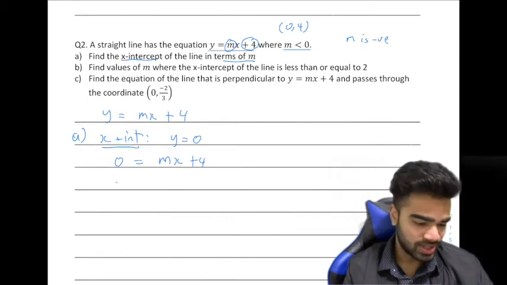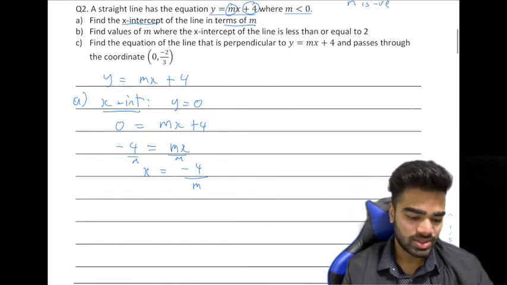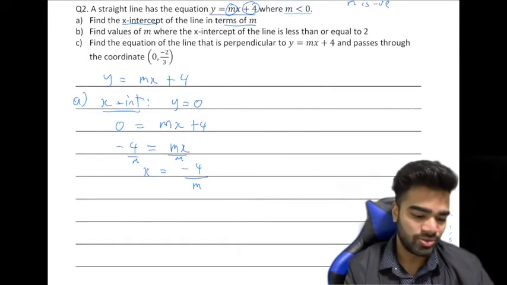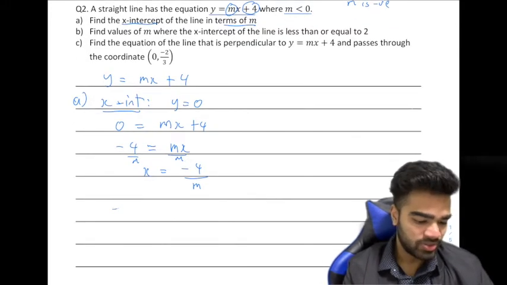Take 4 to the other side. Negative 4 is equal to mx. x is equal to, if you divide both sides by m, negative 4 over m. Okay, so this is our x-intercept in terms of m. If you had to write this as a coordinate, it would be negative 4 on m, comma 0.